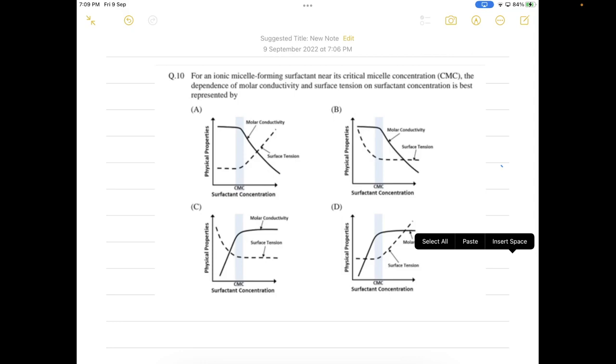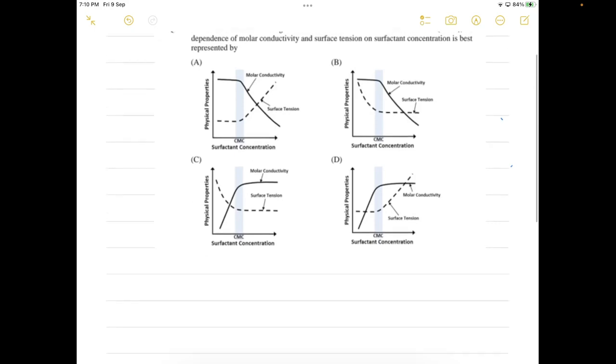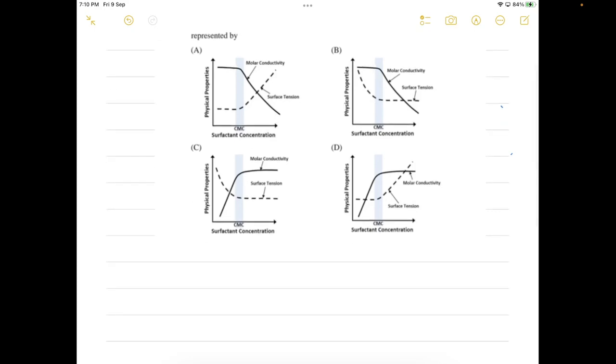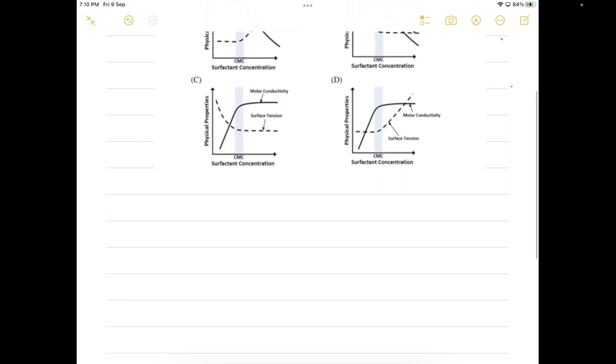So this is question number 10 from the 2018 chemistry paper, and the question says, for an ionic micelle forming surfactant near its critical micelle concentration, which is CMC, the dependence of molar conductivity and surface tension on the surfactant concentration is best represented by which of the following four figures? In this question the surfactant is ionic.